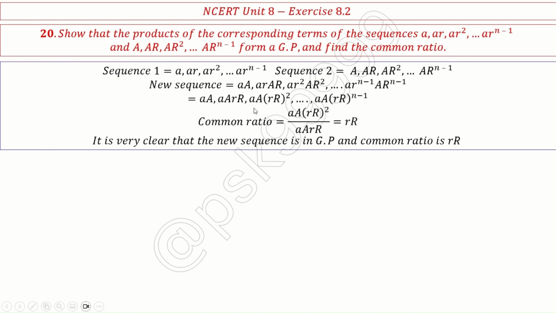r, r squared, r cubes. That means the common ratio is r. Correct? So the newly formed sequence, also a series, is also in GP. Okay, the common ratio is small r into capital R.